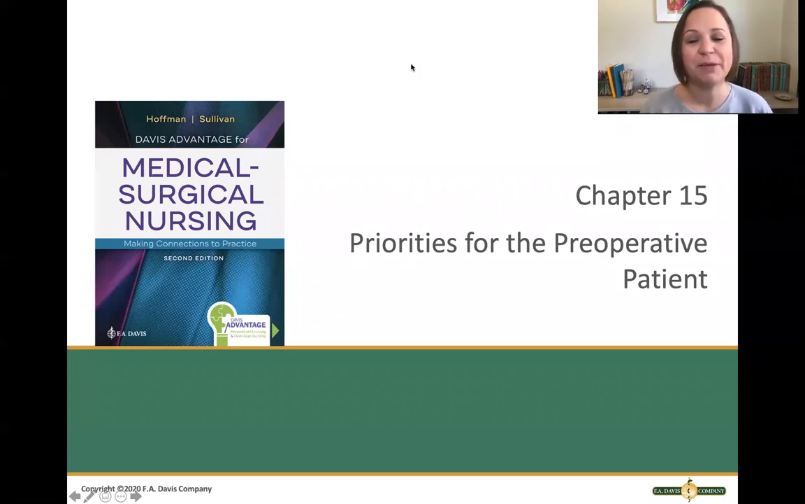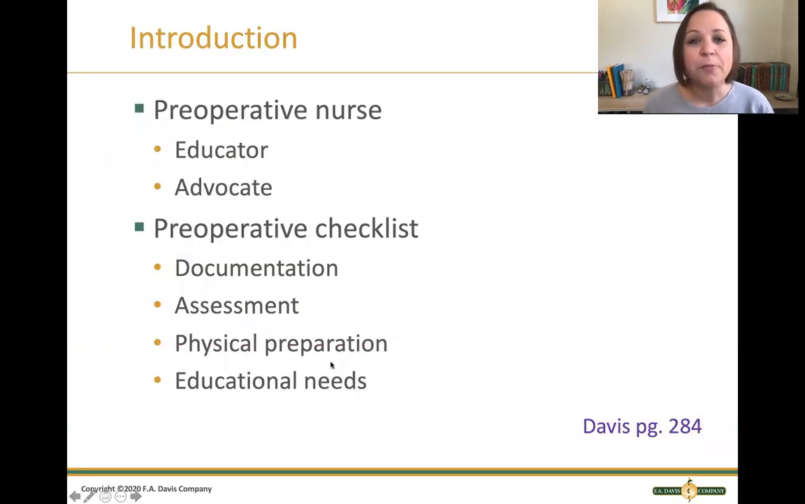All right, today we're talking about pre-operative care. And pre-operative care means from the time the surgeon decides that a surgery needs to happen until that surgery actually happens. Now, pre-operative nurses do a lot of different roles. They serve as educator, advocate for the patient, and admitting nurse to the operative suite. But one of their main priorities is completing that pre-operative checklist. And this checklist makes sure that all the necessary documentation, assessments, physical preparation of the patient, and the education to the patient have been met before surgery starts.